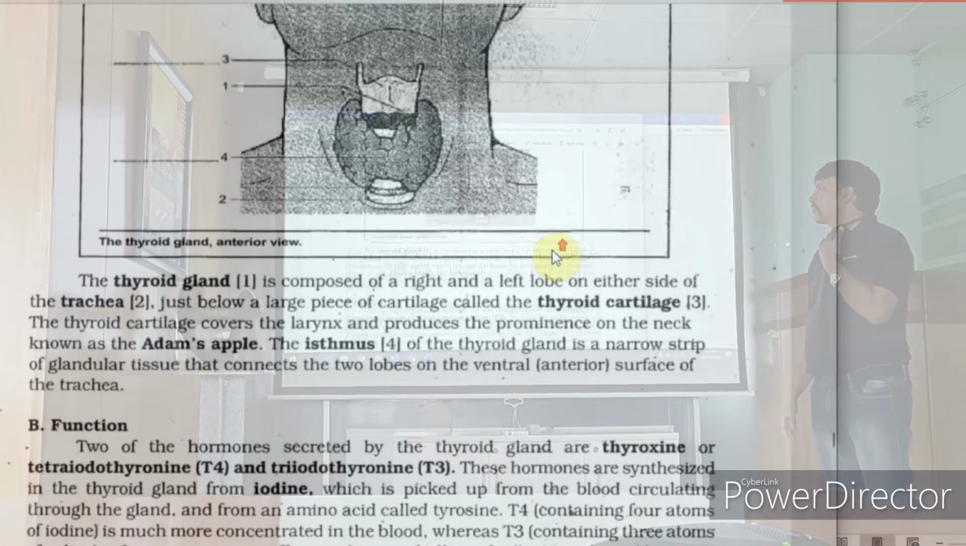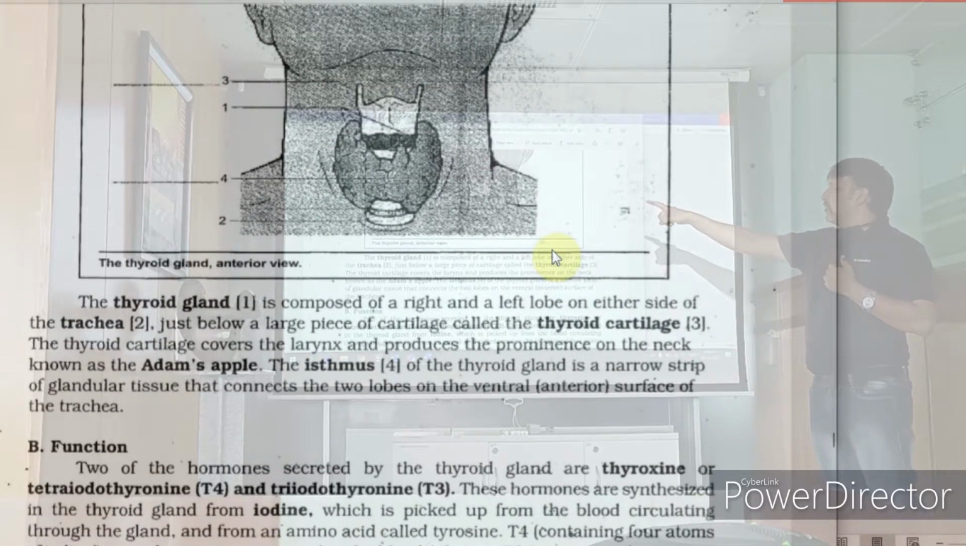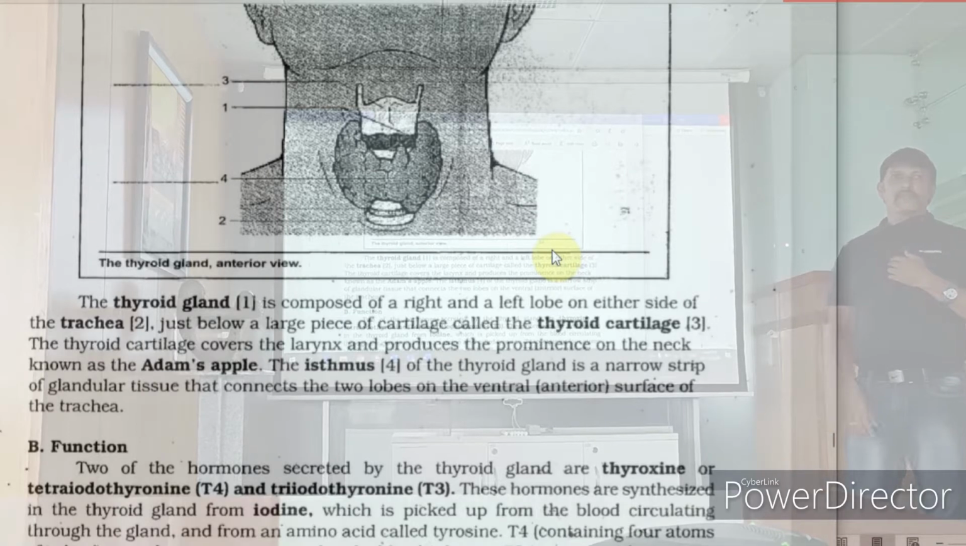Number 1 is your thyroid gland. 2, below, is your trachea. 3 is the thyroid cartilage, the big one. 4 is the isthmus. Okay. That is the anatomy.